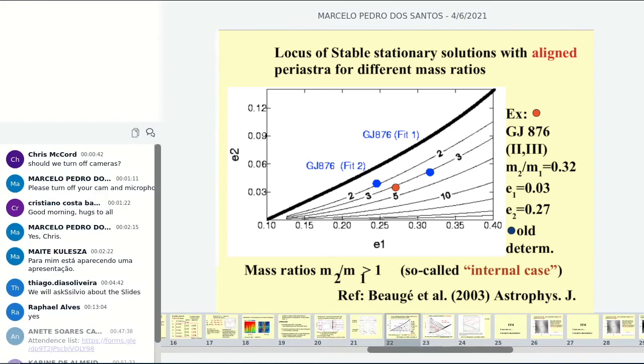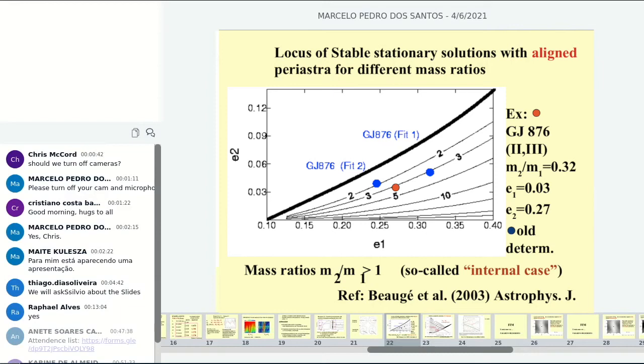Okay. In this case, these are the characteristic curves of these solutions. This is the first case in which the two pericenters are on different sides. You see the horizontal axis, the eccentricity of the innermost body. The vertical axis is the eccentricity of the outside body. And you have this bunch of lines. Every line corresponds to a family of periodic solutions for a given mass ratio. You see the numbers 2, 3, 5, 10. When I change the mass ratio, I change from one curve to another.